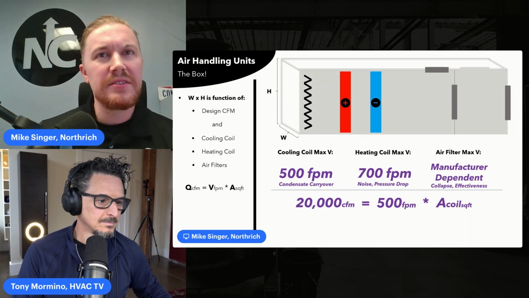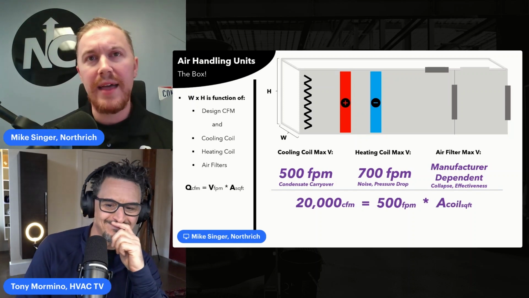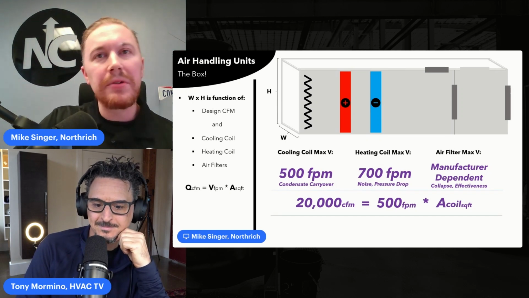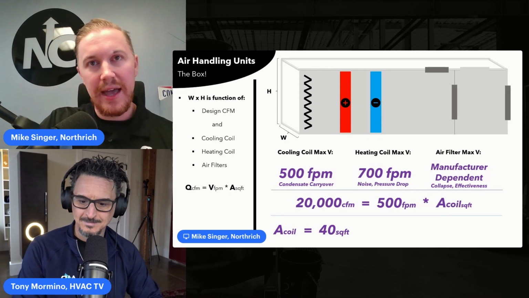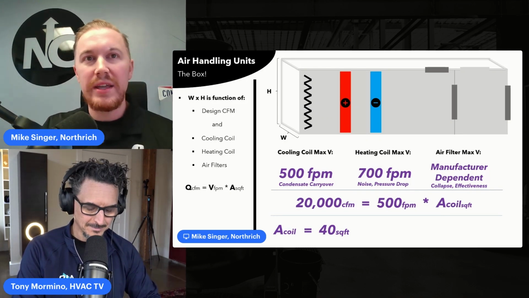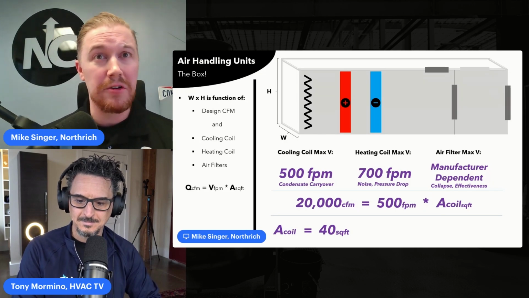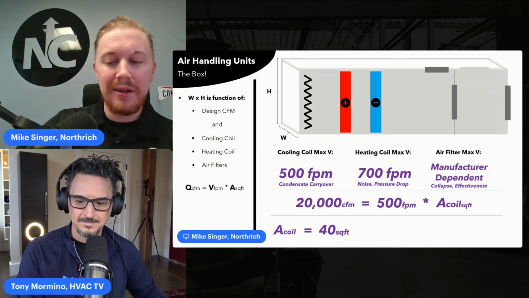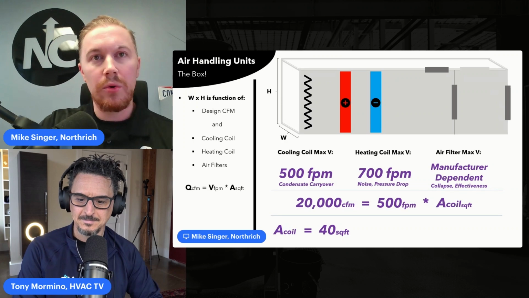If I have a 20,000 CFM air handling unit and I hold that velocity to 500 feet per minute, maybe there's a cooling coil inside, I'm able to output that coil face area. Okay, and I can use these equations in reverse as well. If you're out in the field and we see a coil face area of 40 square feet, and we know that there's probably a 500 feet per minute velocity limitation, I can understand how large my cooling coil is.